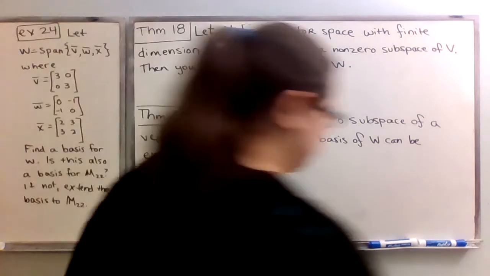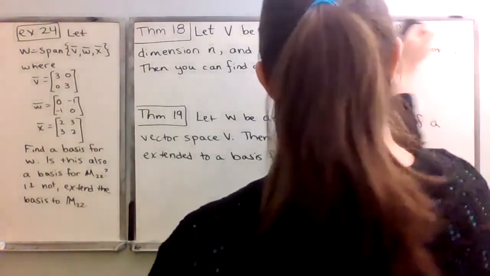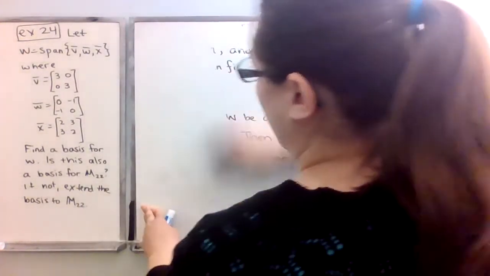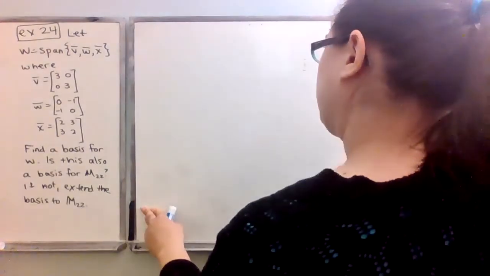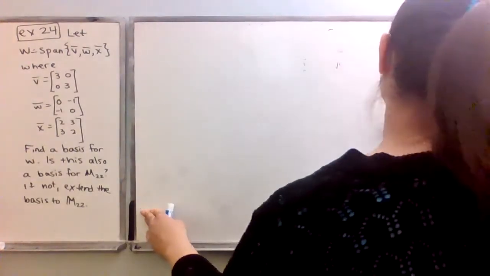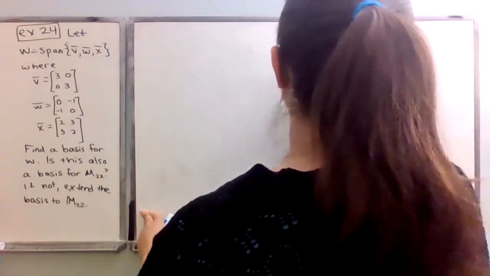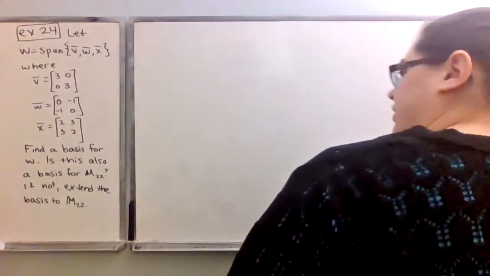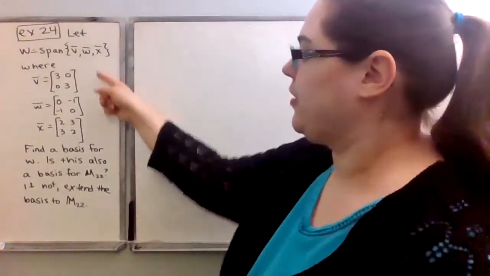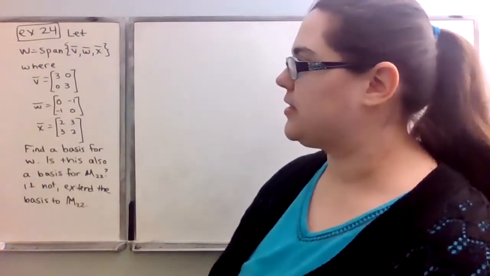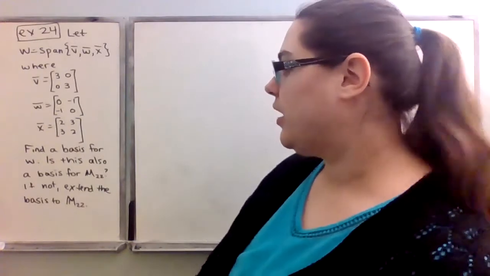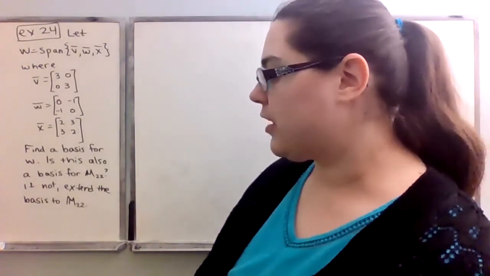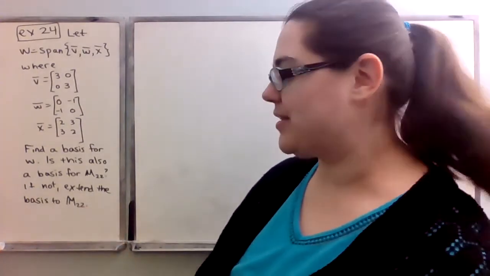Okay, we're going to erase. So while I'm erasing, let's talk about example 24. Example 24 says, let's let W be the span of three vectors. These vectors are vectors from M22, so they're 2 by 2 matrices. They're written here, V, W, and X. We're going to find a basis for this space. And then we have to say, is that also a basis for M22? And if not, then let's extend it to a basis of M22.